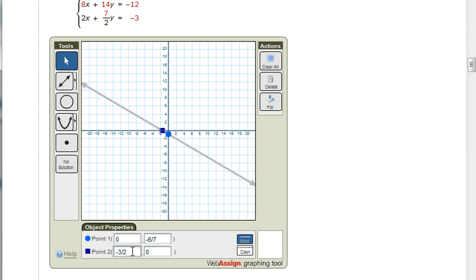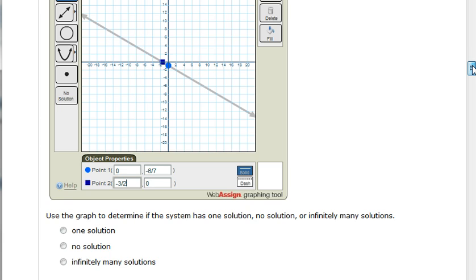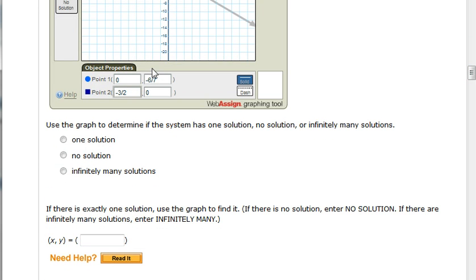It appears as if the two lines are exactly the same. We can confirm that because if we multiply both sides of the second equation by 4, we will get the coefficients in the first equation. So the two equations are equivalent. So this time, the system actually is equivalent to a single line, and every point on that line is a solution for the system. So we have infinitely many solutions.